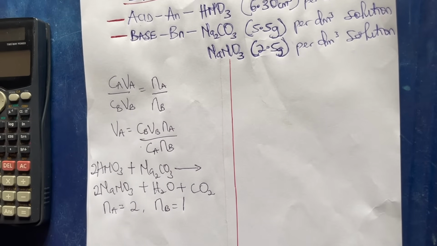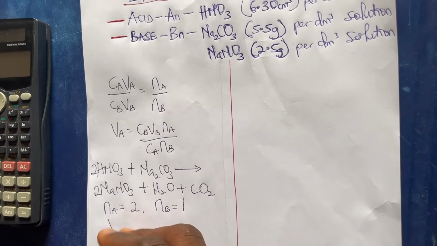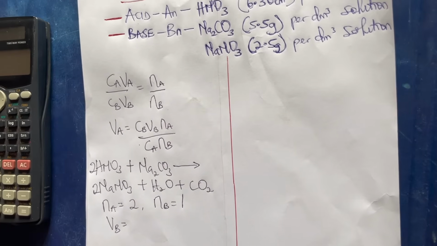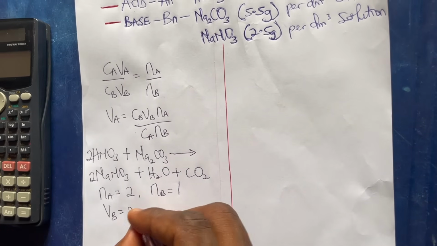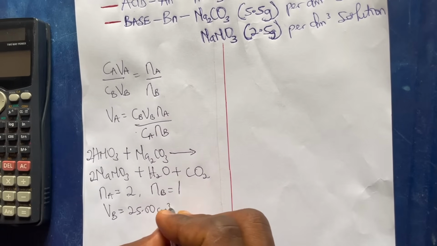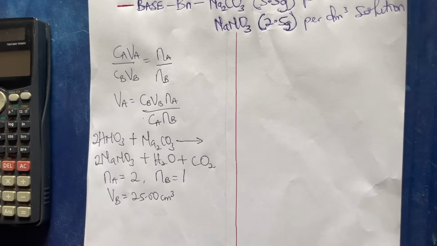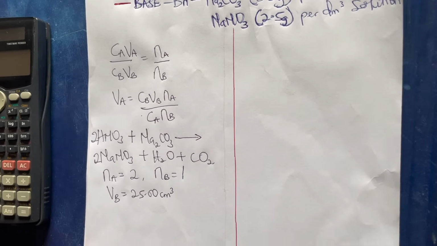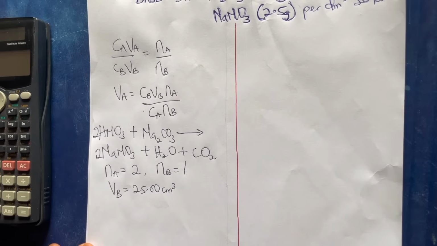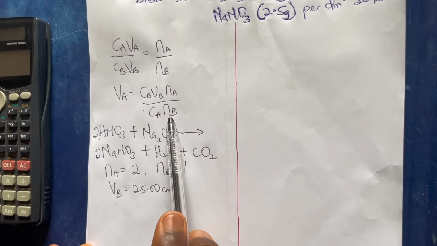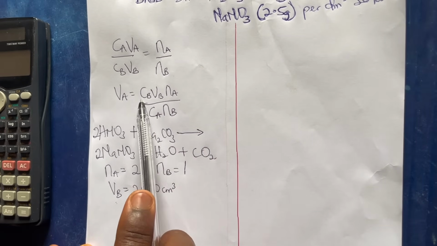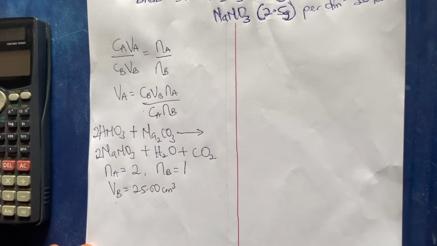The next thing for me to get is my CB. We already know that VB, the volume of the base, is usually 25.00 cm cube, which is the volume of your pipette. Some schools might use 20, but most schools use 25.00 cm cube. So what am I left with? I've gotten these, meaning I'm left with my CB and my CA.